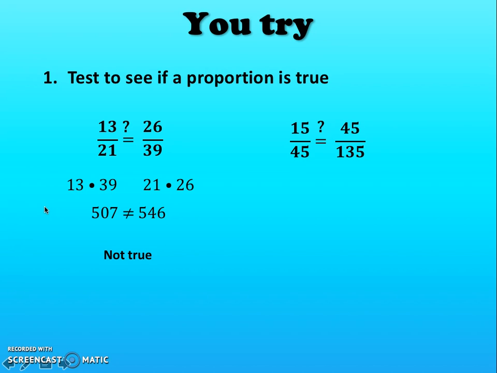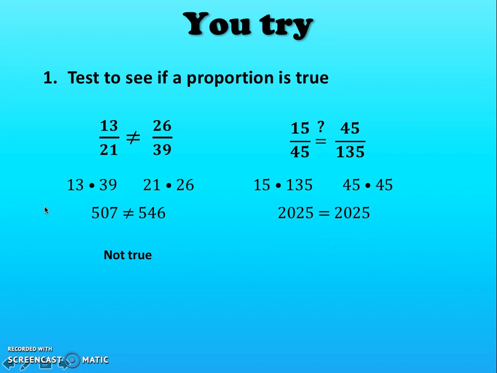The second one here, 15 is to 45 as 45 is to 135. Let's see what we get. We're going to have 15 times 135 and 45 times 45. Those both equal 2025. That's true. That's a true proportion.